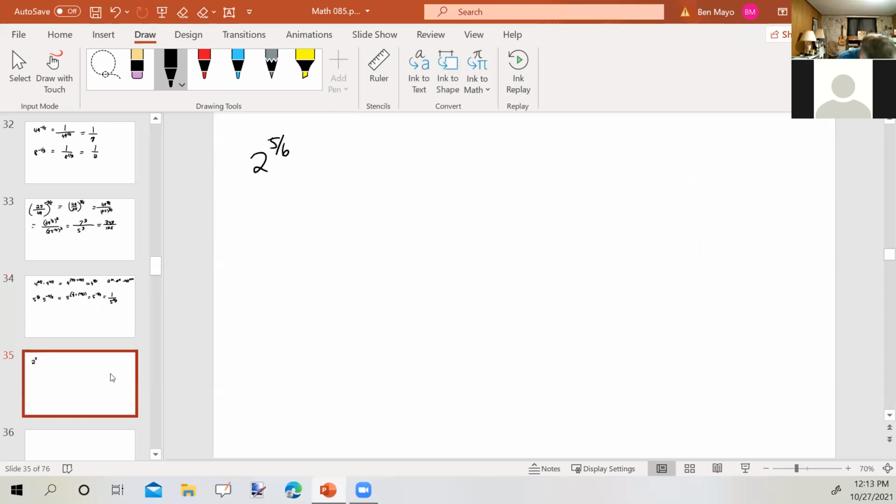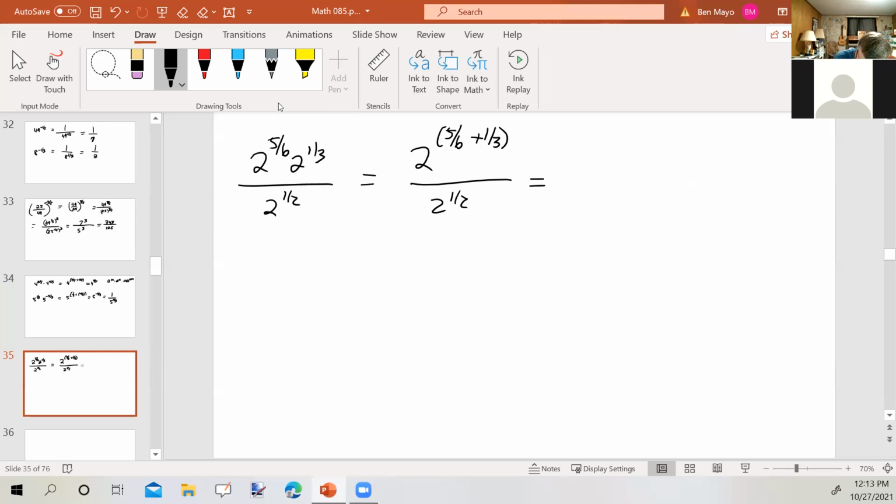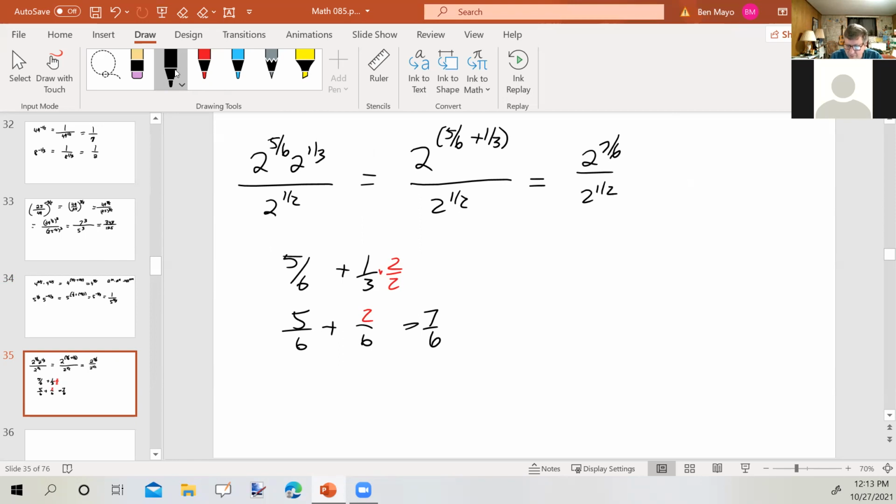2 to the 5/6 power times 2 to the 1/3 power over 2 to the 1/2 power. So on top, I'm going to get 2 raised to the 5/6 plus 1/3 power. But I need to take 5/6 and add it to 1/3. The common denominator is going to be 6. So 5/6 stays 5/6. 1/3 gets multiplied by 2 over 2 to become 2/6, which gives me 7/6. So now I've got 2 to the 7/6 power over 2 to the 1/2 power.